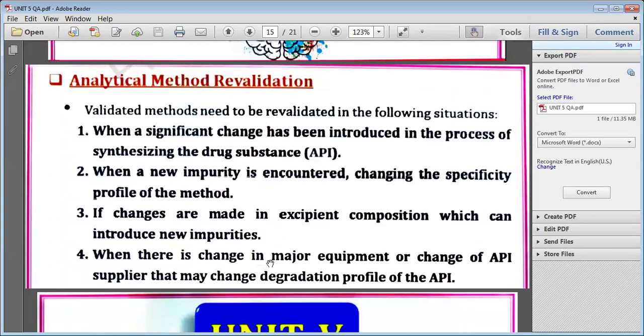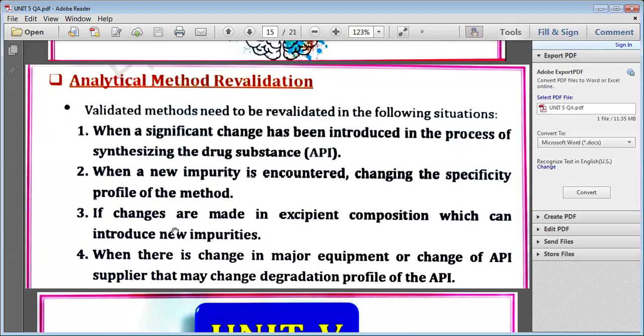And coming to the need of revalidation for analytical methods. Validated methods need to be revalidated in the following situations: when significant changes are introduced in the process of synthesizing the drug substances, especially the active pharmaceutical ingredients; when a new impurity is encountered, changing the specificity profile of the method; and if changes are made in excipient composition, which can introduce new impurities.